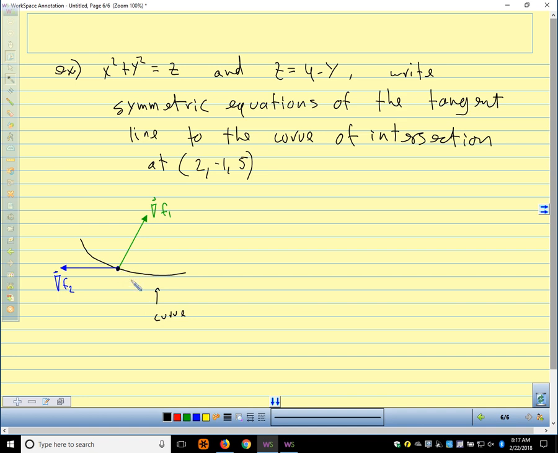What's going to give us a vector tangent to that curve of intersection? The cross product. We cross these two. That's going to be orthogonal to both of those. These are orthogonal to each surface. So the vector that's orthogonal to those two is going to be tangent to both surfaces at that point. So it's going to be tangent to the curve of intersection. So del f1 cross del f2 will be tangent to the curve.